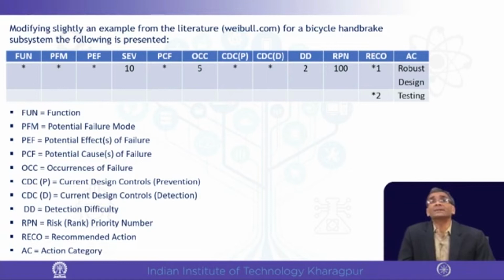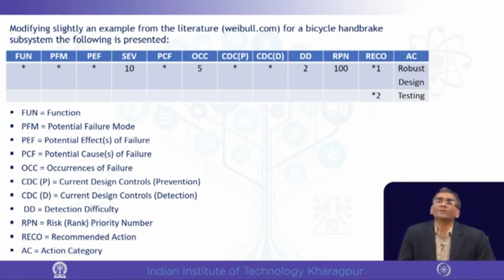Here the three digits are under SEV, or severity, short form SEV, it is written here also. Then OCC stands for occurrence of failure, and DD is detection difficulty. SEV, I find it is missed out from this list, but just note that it means severity, short form of severity.